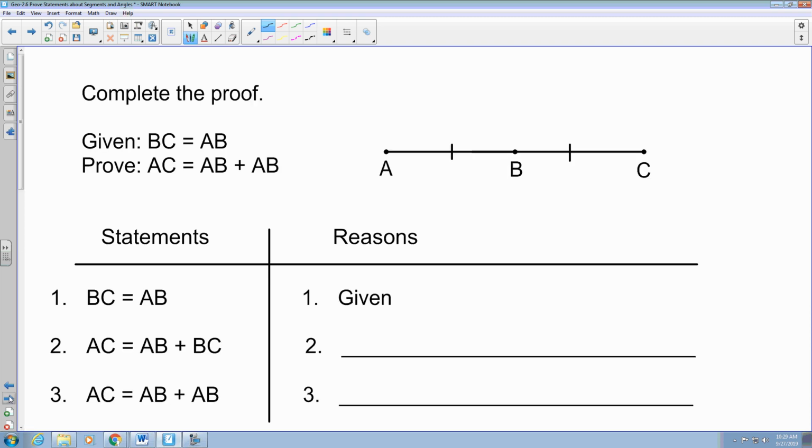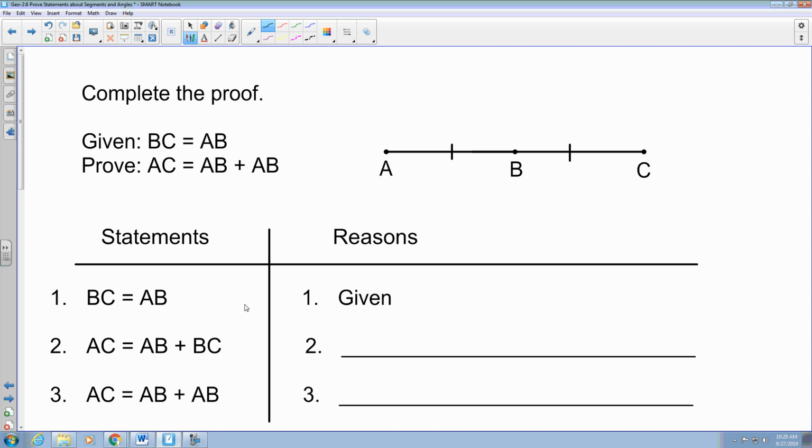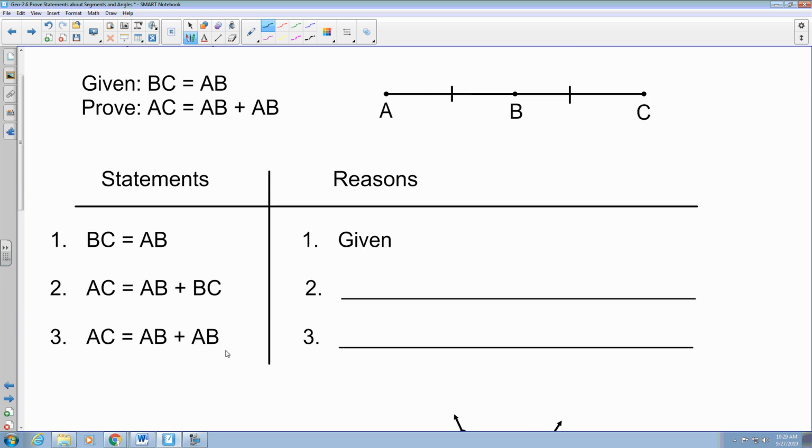All right. So now another proof to look at. It says given BC is equal to AB, which they have the hash marks to show that. They want to prove that AC is equal to AB plus AB. So there are three statements that we have. The first one was given to us. The second statement here is they're saying that AC is equal to AB plus BC. And the reasoning for that statement is the segment addition postulate.